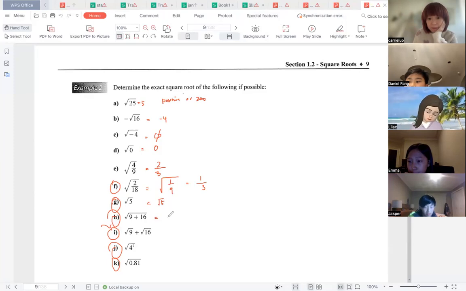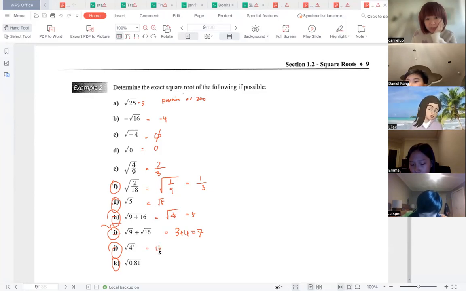See, 9 plus 16 equals 25, so the square root of 25 equals 5. And the square root of 9 plus the square root of 16 is 3 plus 4 equals 7. Okay, everybody, number H and number J, you can see they lead to different answers. So 4 squared equals 16, so the square root of 16 equals 4.